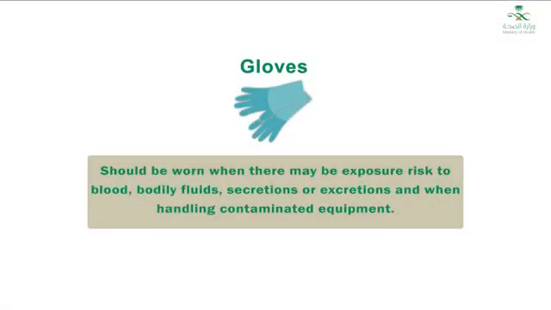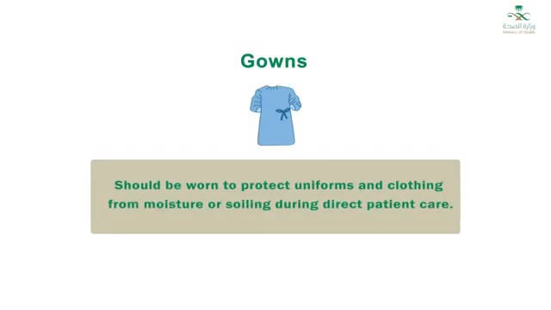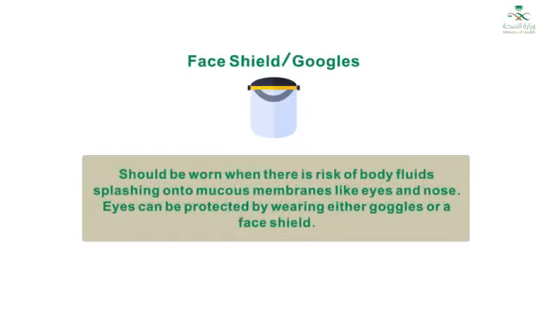Gloves should be worn when there may be exposure to blood, bodily fluids, secretions, or excretions, and when handling contaminated equipment. Aprons and gowns should be worn to protect uniforms and clothing from moisture or soiling during direct patient care. Face shield or goggles should be worn when there is a risk of body fluids splashing onto mucous membranes, like eyes and nose. Eyes can be protected by wearing either goggles or a face shield.